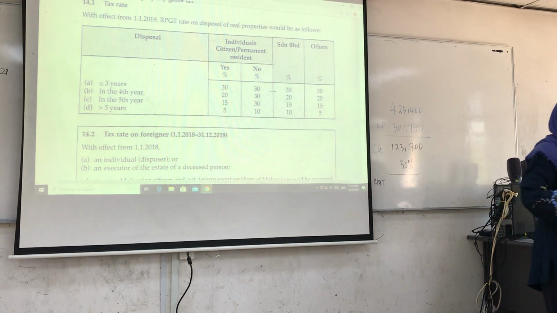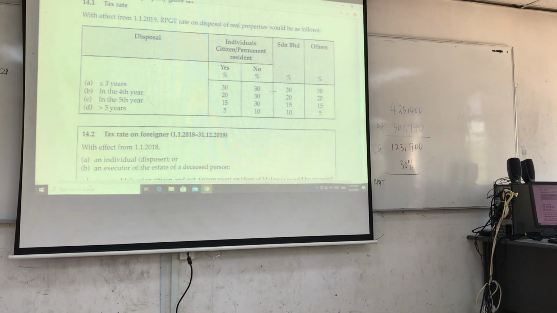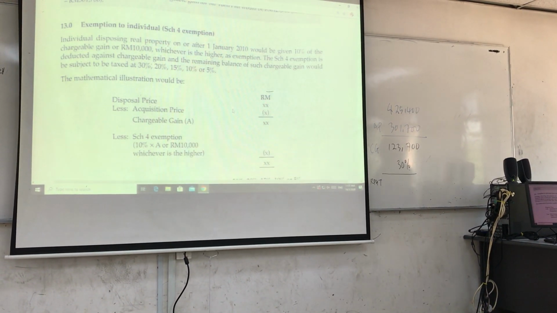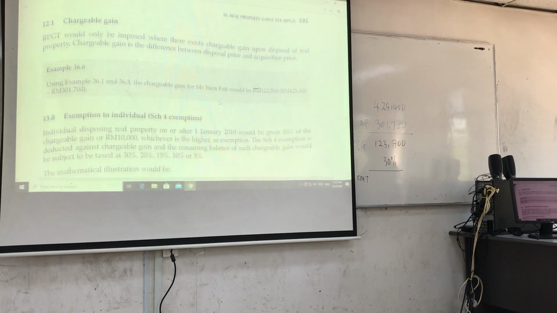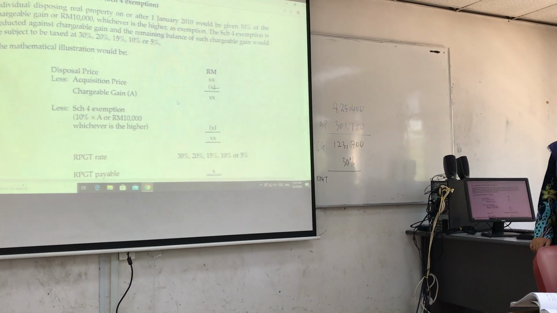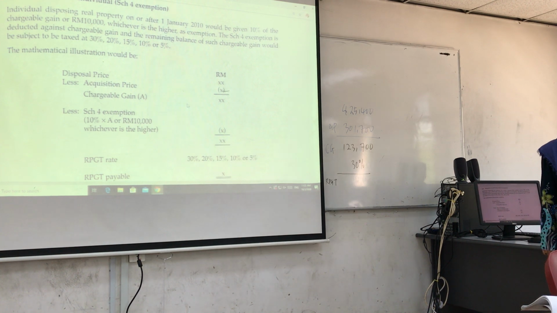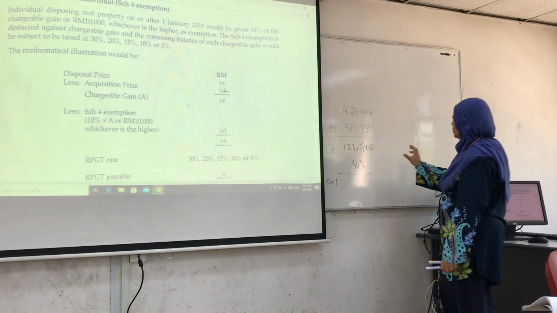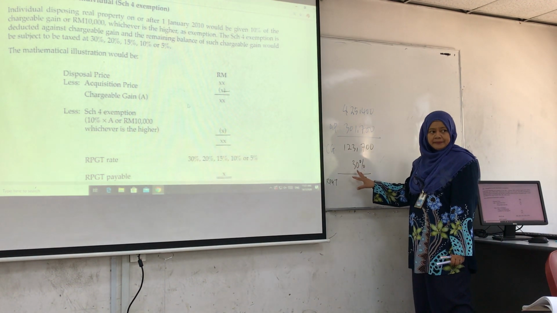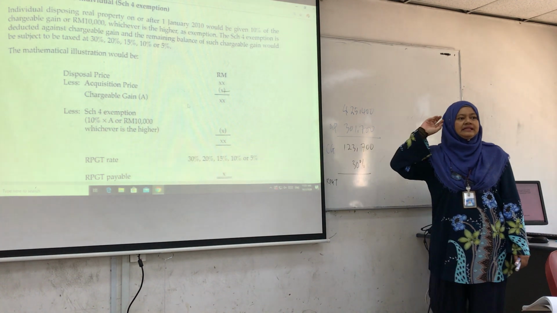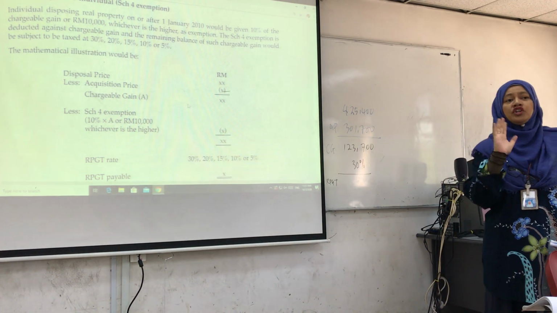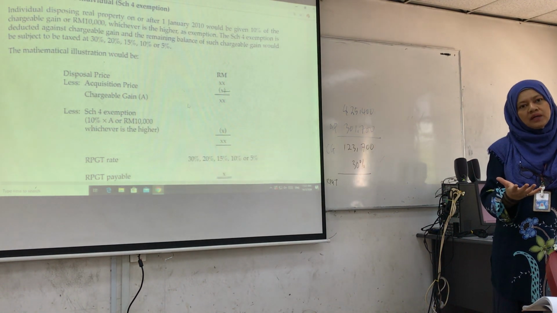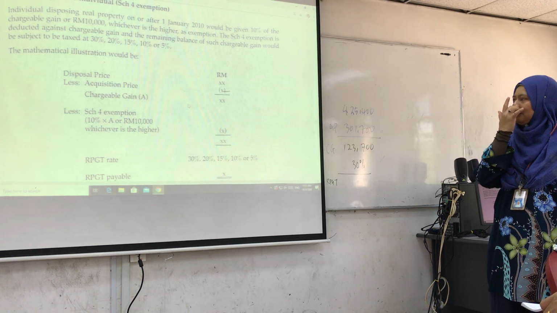But there's an exemption. The exemption is given to individuals, on page 595. Only an individual qualifies for this exemption. If it is a company, there's no exemption, so you just multiply the chargeable gain by 30%. In this case, Mr. Yuan Fat is an individual. Whether he is resident or not, or a citizen or not, is disregarded. As long as you are an individual, you are entitled to this exemption.